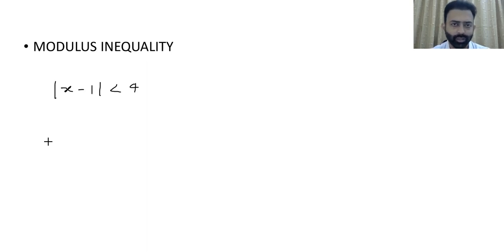Now there are two cases that arise. Since my distance from the starting point 1 should be less than 4, either I am moving in the positive direction, then my distance should be between 0 and 4. I should move between these 2 points, 1 and 4. I cannot travel beyond this 4, right? And then if I'm moving in the negative direction, then my distance should be between 1 and minus 4.